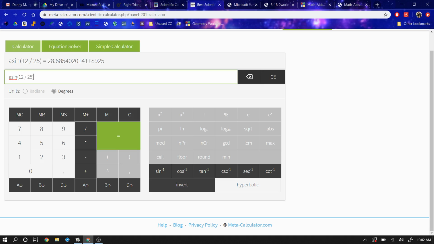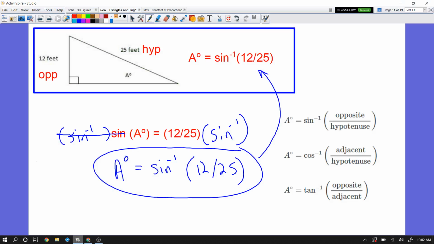Oh, it's supposed to be degrees. That gives you about 28.7 degrees. So what that's saying is you're going to have an angle of about 28.7 degrees. The only thing you need to remember is that whenever you're given two sides, you're using the inverse sine. You don't need to go through this process right here. This is the process of why it works.